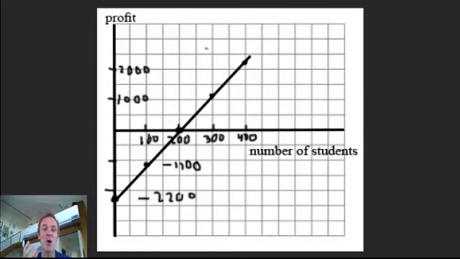It goes up. Remember? 11 for every 1 student. It went up $1,100 when we increased the number of students by 100. Go back and look at that profit video. It went up by $1,100 when we had an extra 100 students. 1100 over 100 is 11. The slope is 11. That's what that 11 means.